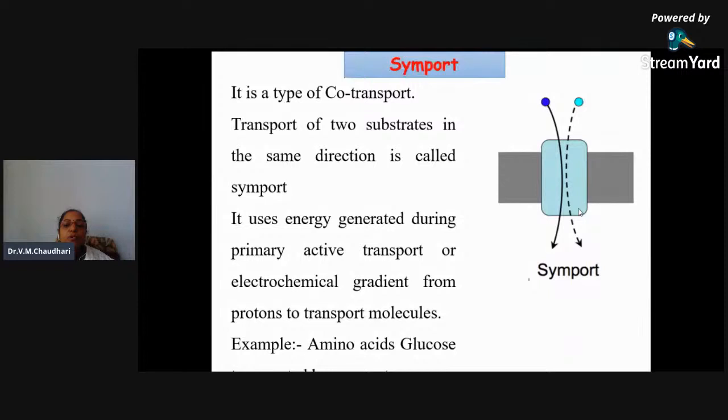Now, what is Symport? Symport is the type of co-transport system.